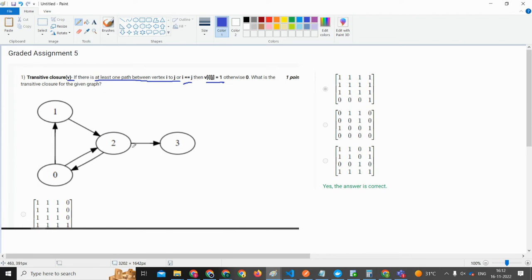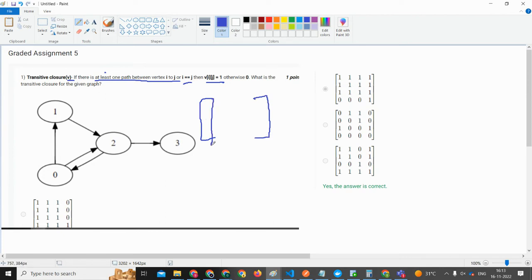What did you say? If there is an edge from i to j, then it becomes 1, right? No, they are saying path, not edge. Yes, path. If a path exists from i to j, then it equals 1, otherwise 0. There is a difference between path and edge, right? You know that. Yes. Okay.